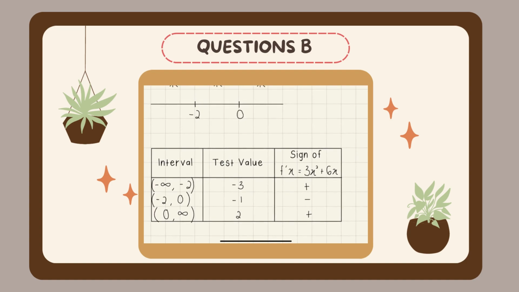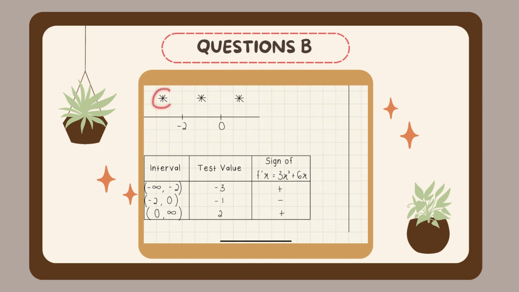So the first interval we got from here, which is negative infinity and negative 2. The second one is here, negative 2 and 0, which is in between here. And the third interval is 0 and infinity, which is going there.